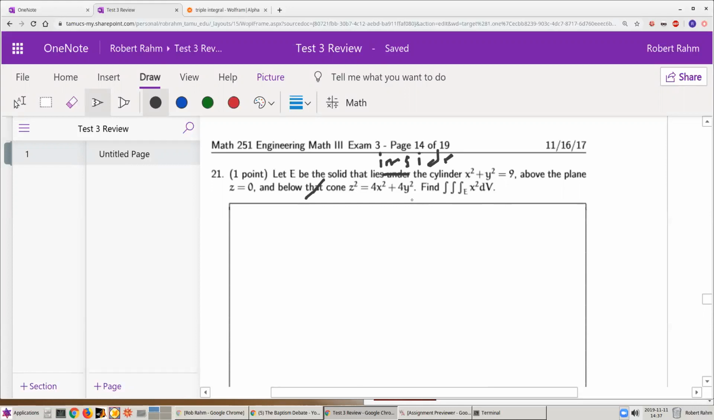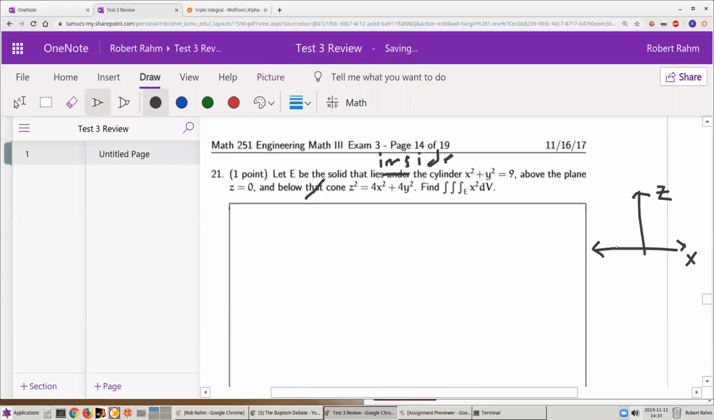So let's think about this. It is the solid that lies inside the cylinder, x squared plus y squared equals 9, above the plane z equals 0, and below this cone. So let's look at what the cross section of this would look like in, let's say, the xz plane. So let's say this is x, and let's say this is z.